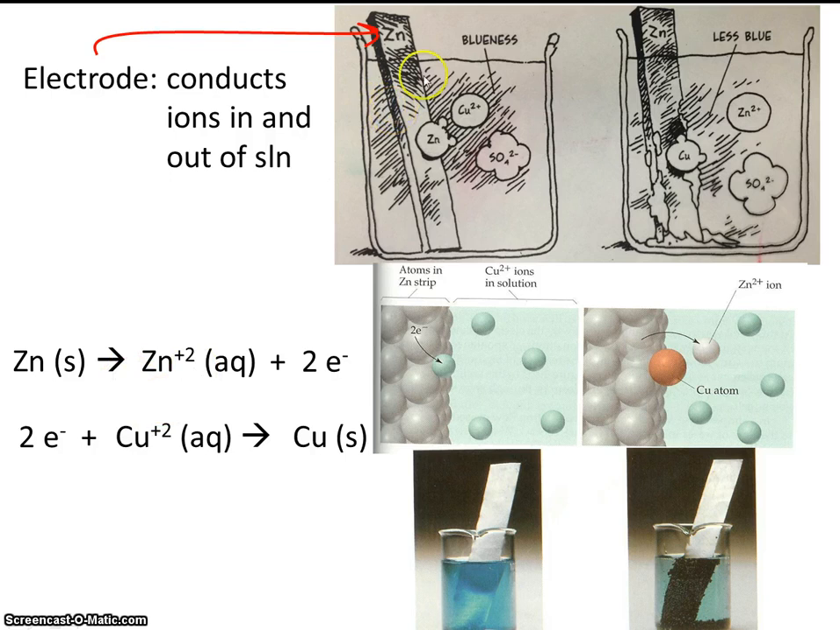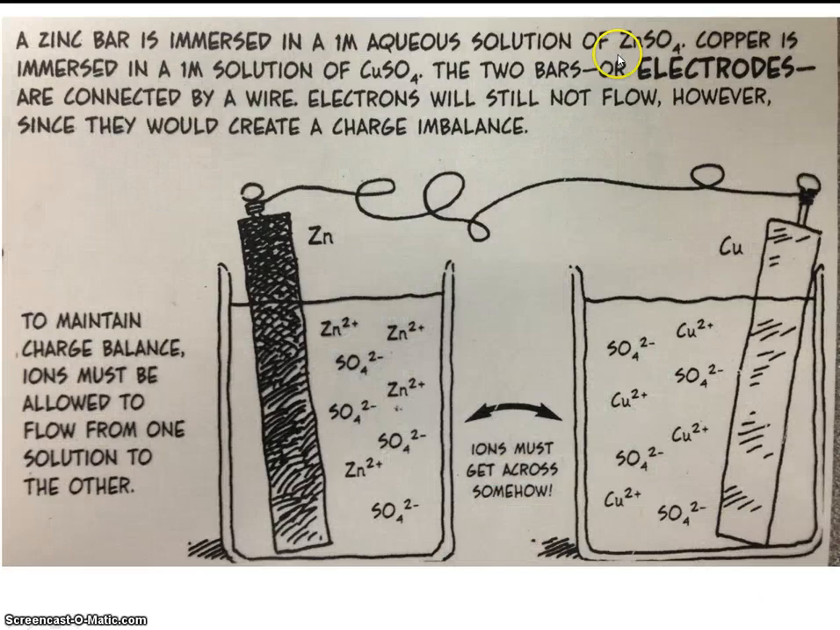Now, what if we could connect these 2 beakers with a wire? So we're going to be transferring electrons from zinc over to copper. So this zinc will get oxidized and make zinc plus 2. The electrons will travel this way and reduce this copper ion. So we can take advantage of the fact that there's an electrical potential difference between zinc and copper.